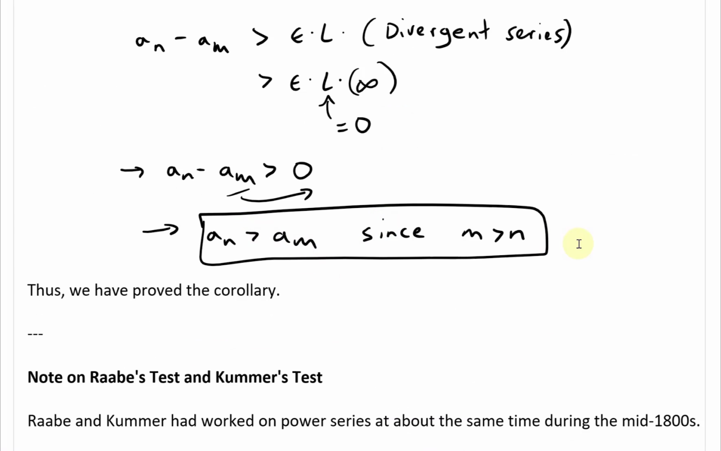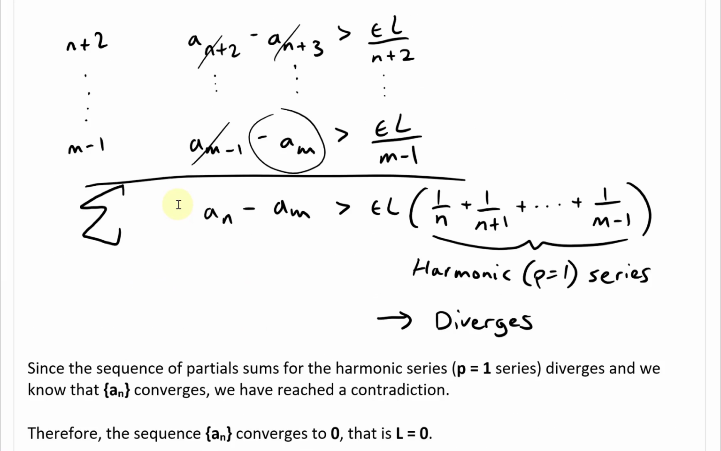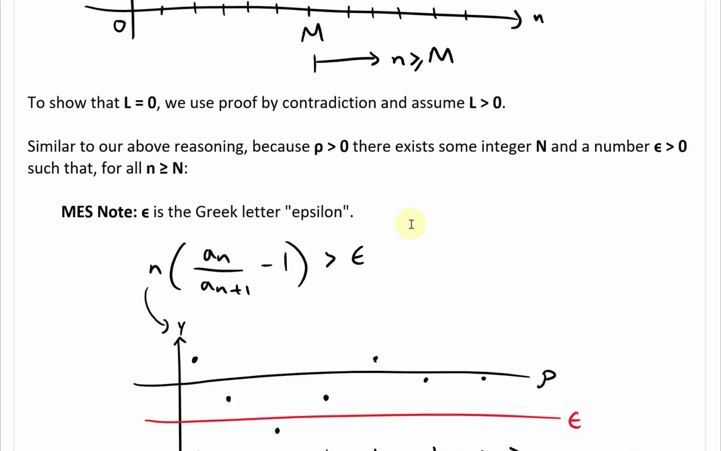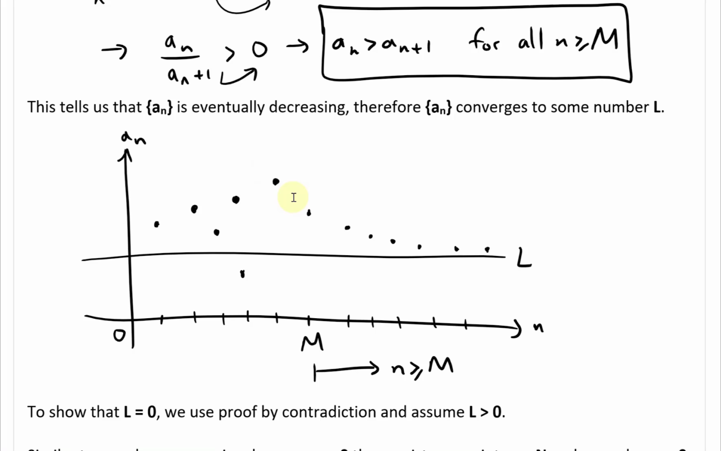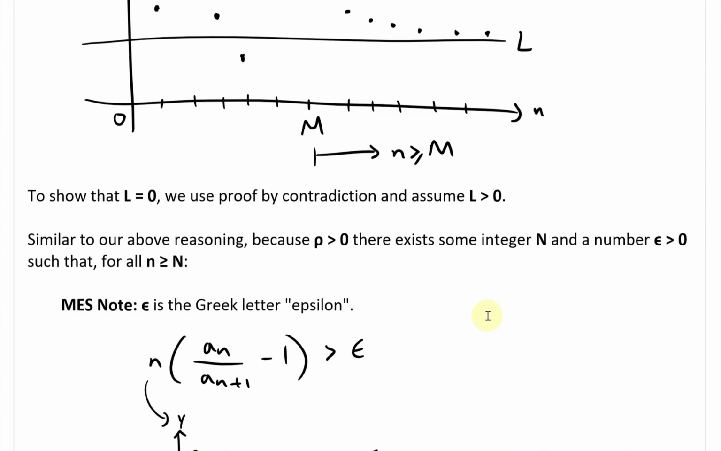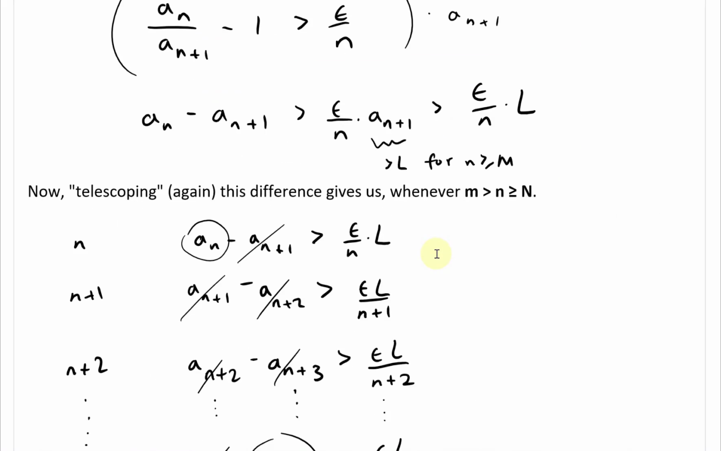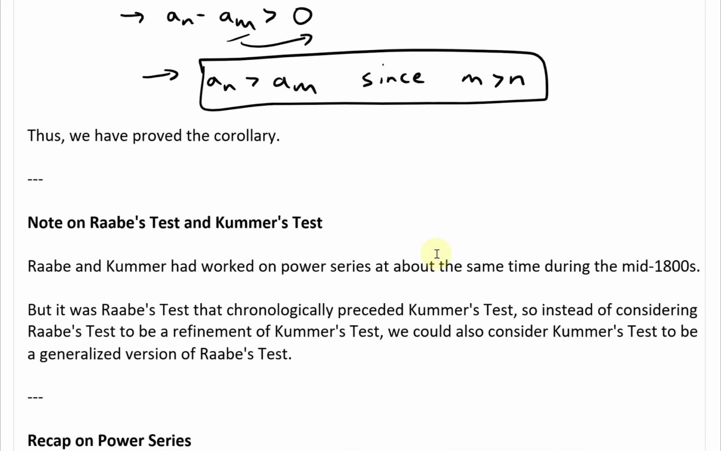Now that we have this, we have proved the corollary scrolling up here: in Raabe's test, in general, when rho is greater than 0, the sequence an converges to 0. Because it's decreasing and all the terms are positive, you're going to have an L that's greater than or equal to 0. If we assume it's greater than 0, we end up with a contradiction, so the limit is equal to 0.